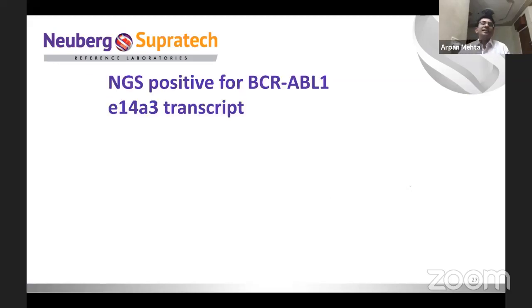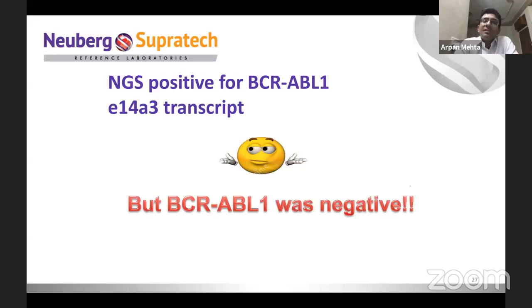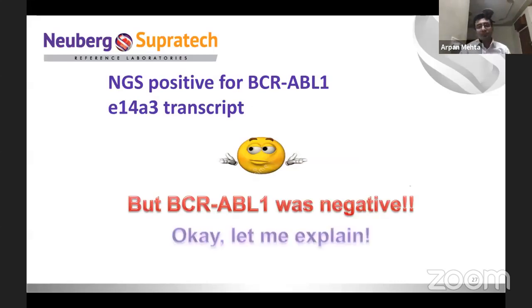So we did an NGS and it came positive for BCR-ABL1. So this was a rare E14A3 type of transcript. But I was told that BCR-ABL1 was negative. So let us understand why this happened.